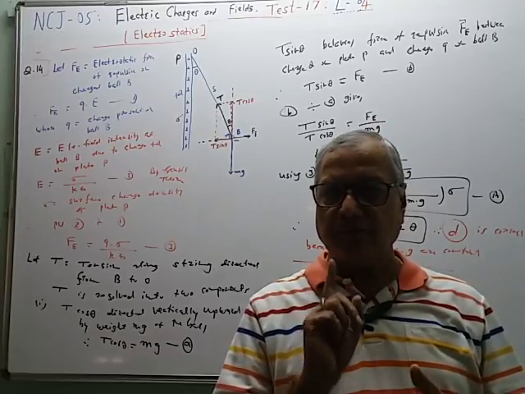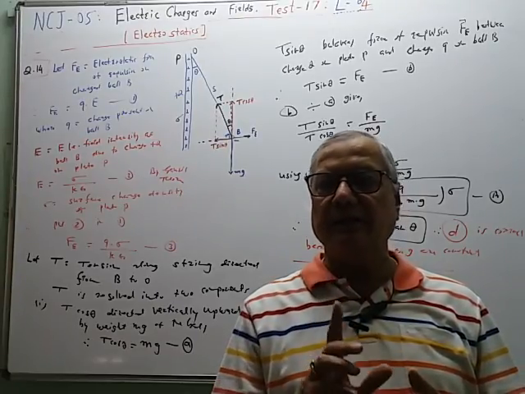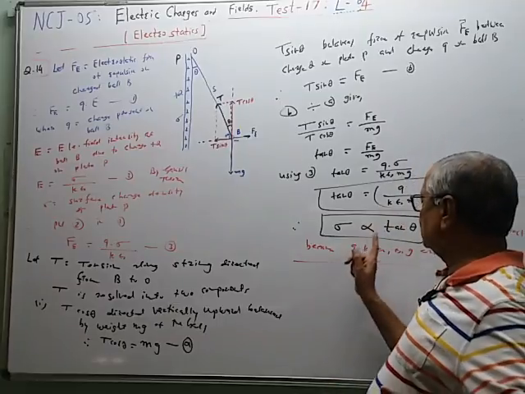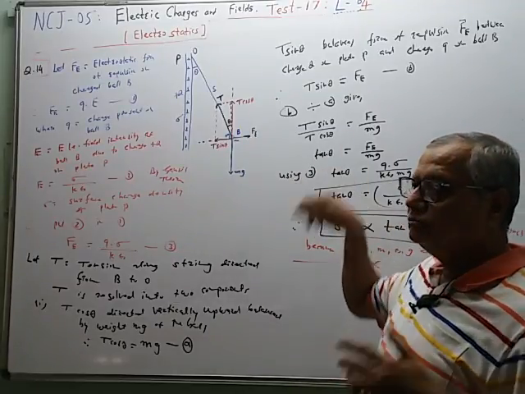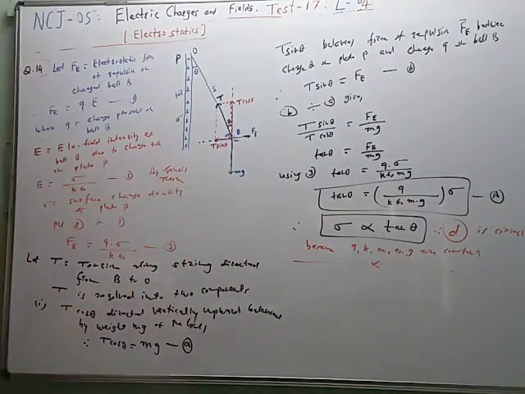Either sin theta is correct or tan theta is correct. The correct choice is this tan theta. So we have proved mathematically. Logically only sin and tan, one of them is correct, like this.